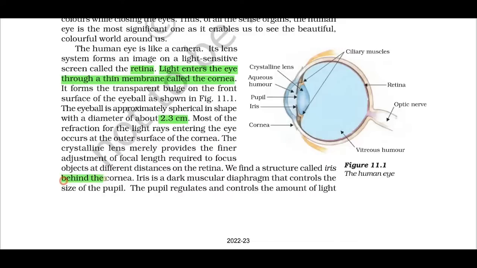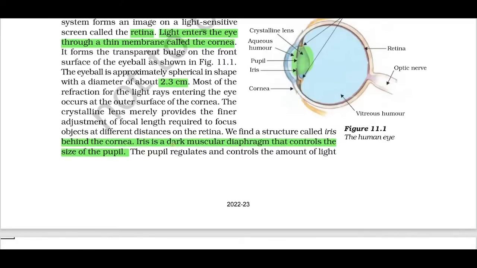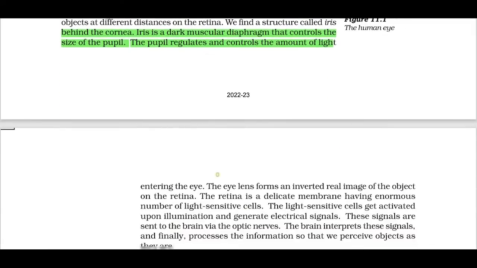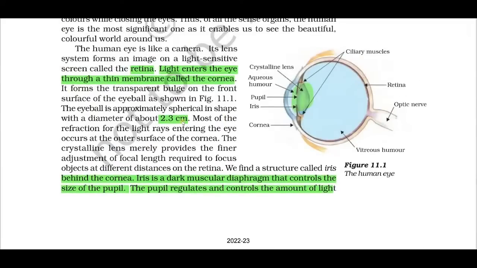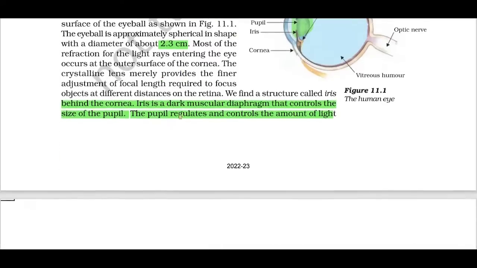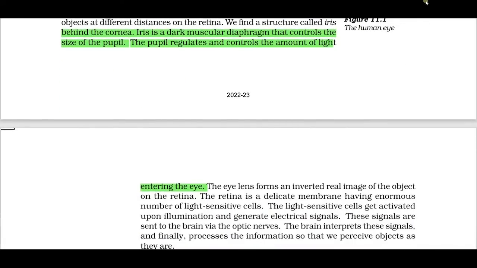So behind the cornea you have a part called the iris. The iris is a dark muscular diaphragm that controls the size of the pupil. You can see the pupil size. The pupil size is controlled by the iris, and the pupil regulates and controls the amount of light entering the eye.